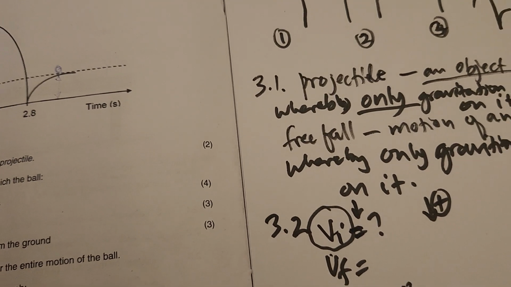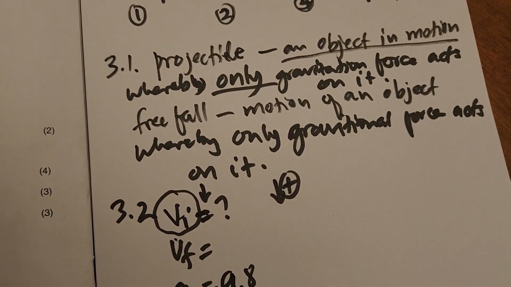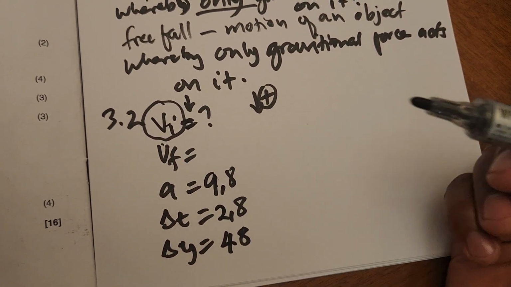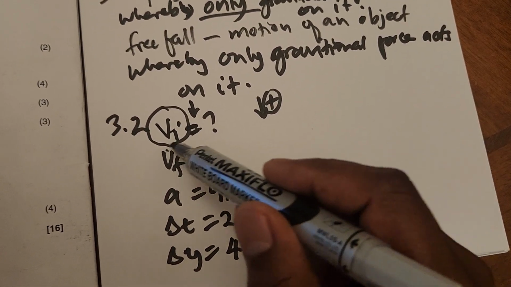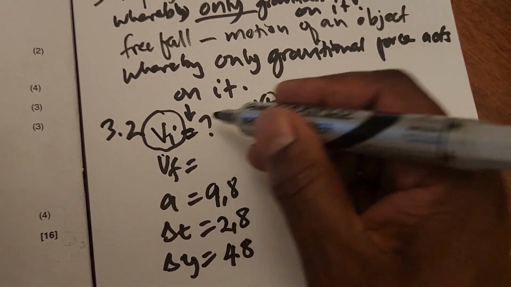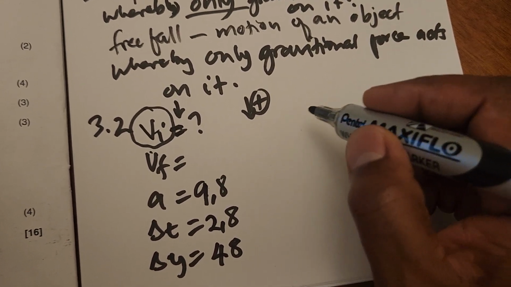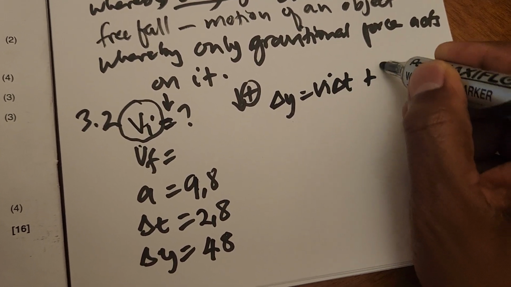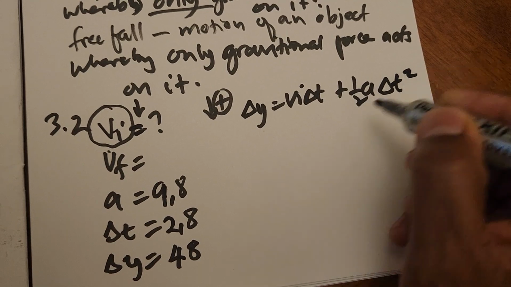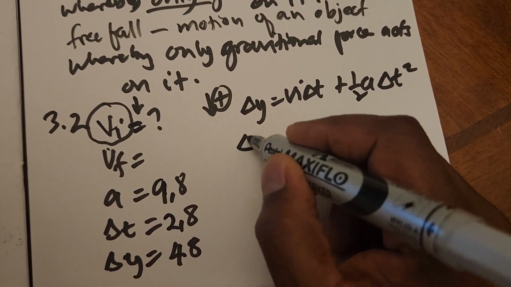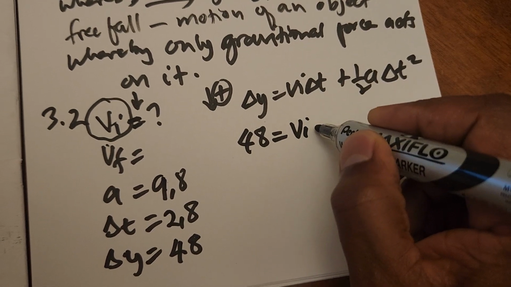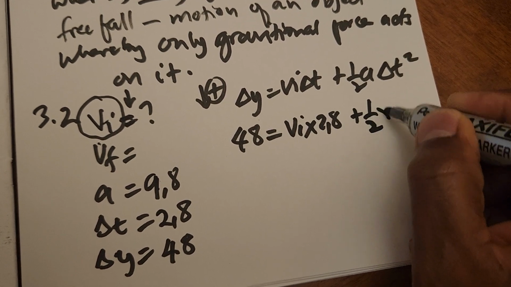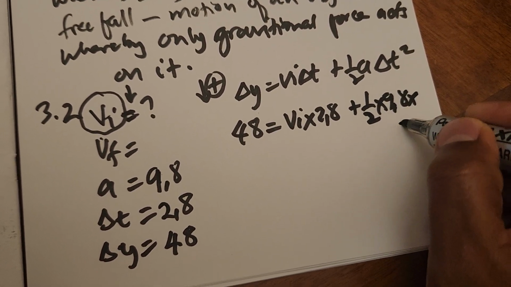So we are given 3, because all equations of motion have 4 quantities. For us to use any of them, we must have at least 3. We've got 1, 2, 3 given, then we need the 4th one. So you go for the formula that doesn't have VF. It will be the only formula there: delta Y equals VI delta T plus half A delta T squared. Therefore, delta Y is 48, VI is the one I'm calculating, multiplied by 2.8, plus half of 9.8 multiplied by 2.8 squared.